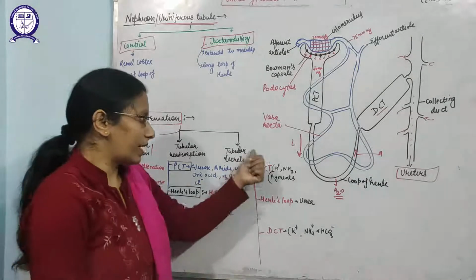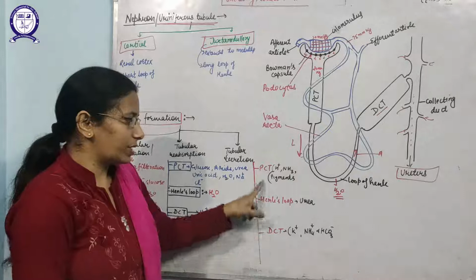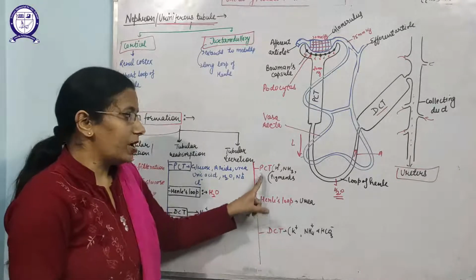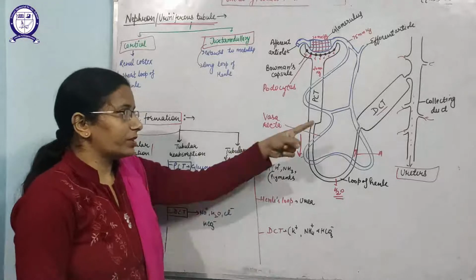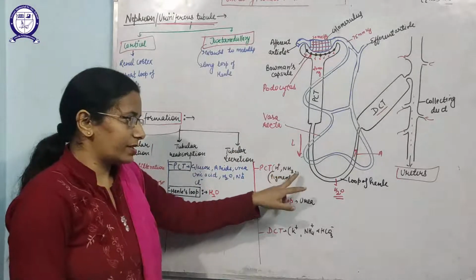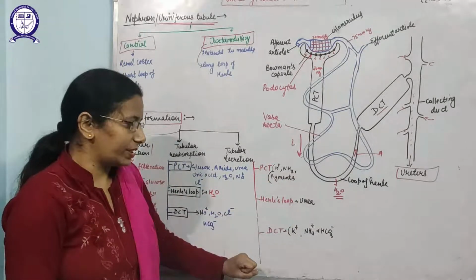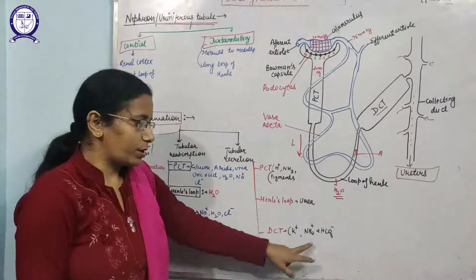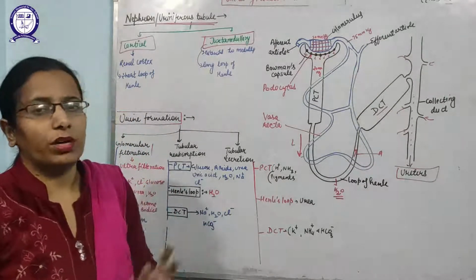That is carried out by tubular secretion, which also takes place in 3 parts: PCT, loop of Henle and DCT. In the PCT, the substances secreted are hydrogen ions, ammonia and pigments. In the loop of Henle, urea is secreted. In the DCT, potassium, ammonia and bicarbonate ions are secreted into the filtrate.